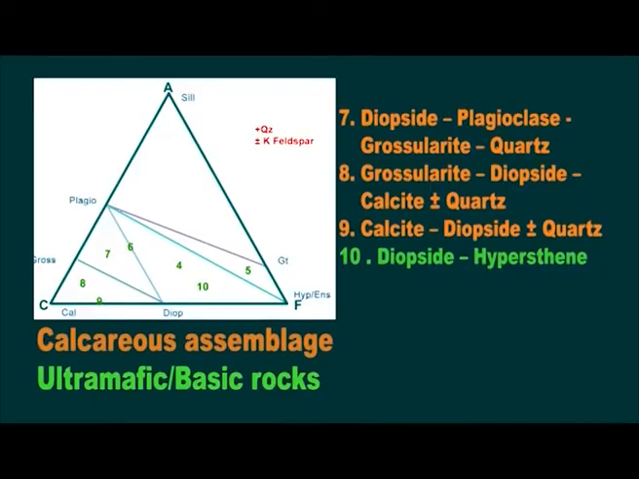Calcareous assemblages. Number 7, diopside, plagioclase, wollastonite plus or minus quartz. Number 8, wollastonite, diopside, calcite plus or minus quartz. Number 9, calcite, diopside plus or minus quartz. Ultramafic or ultrabasic rocks: diopside, hypersthene. Number 10.